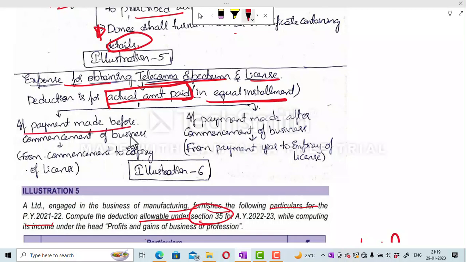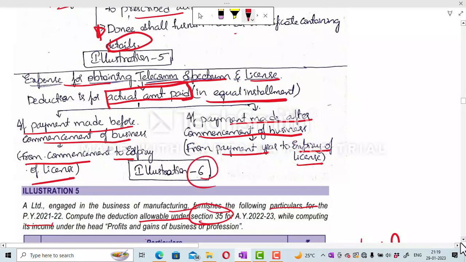If payment is made before commencement of business, then from the commencement to expiry of license we can have the deduction. So before commencement, if we made payment, only from commencement it is available. If the payment is made after commencement of business, from the payment to expiry. Simple. Okay, we have illustration 6 on that.